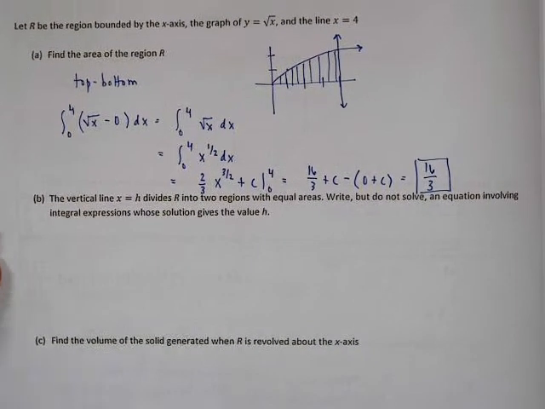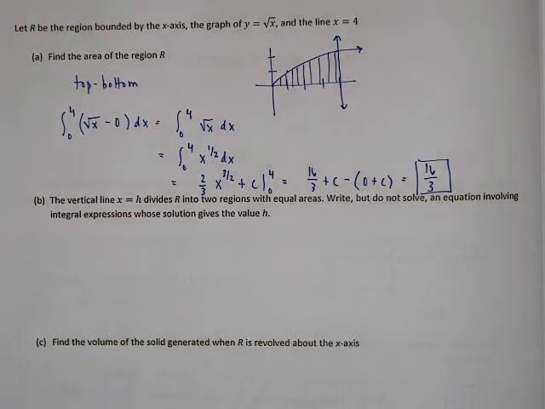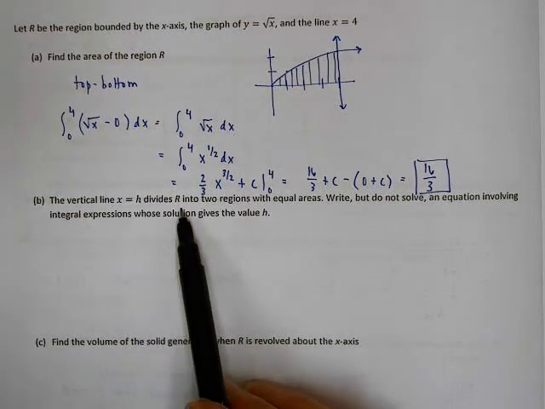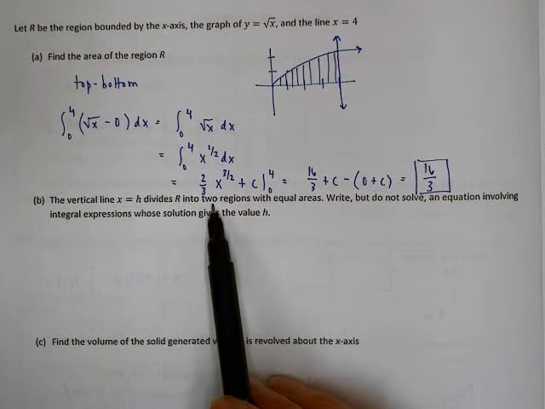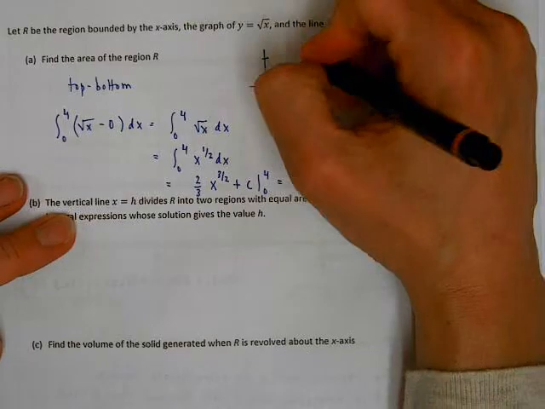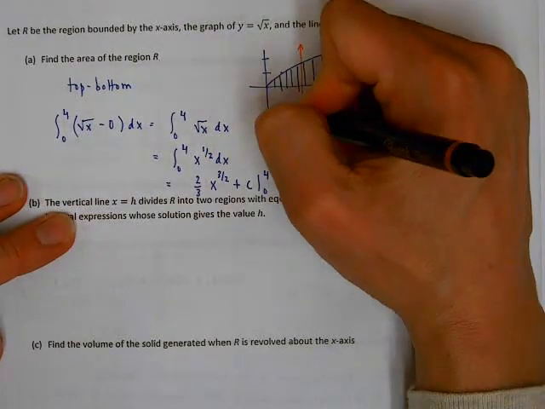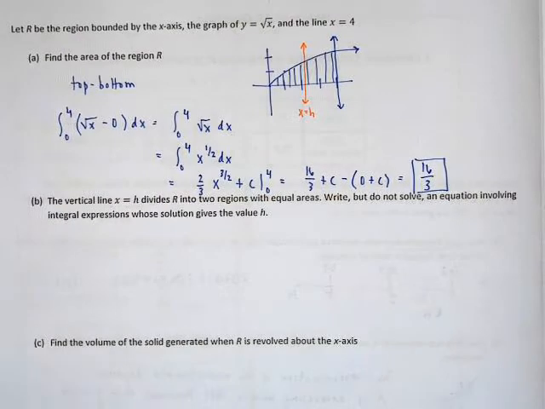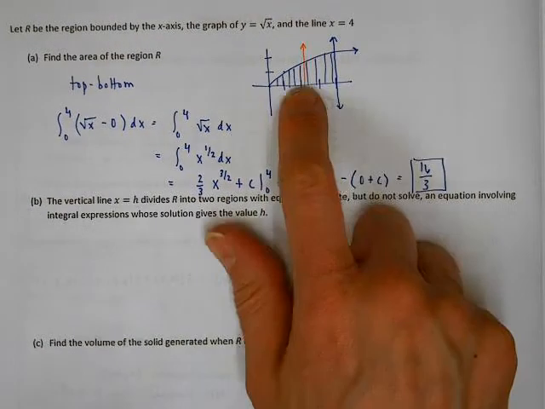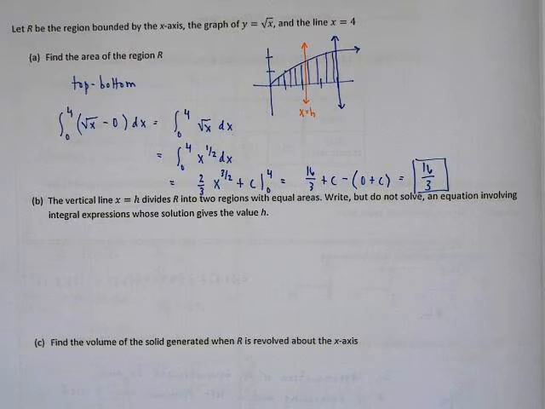All right, now here's a little different type of question. It's telling us that there's a vertical line, x equals h, which divides the region R into two regions with equal areas. So if you can imagine some hypothetical line, x equals h, dividing the region such that we get two equal areas. It doesn't actually seem likely that that would be the right location of the line.